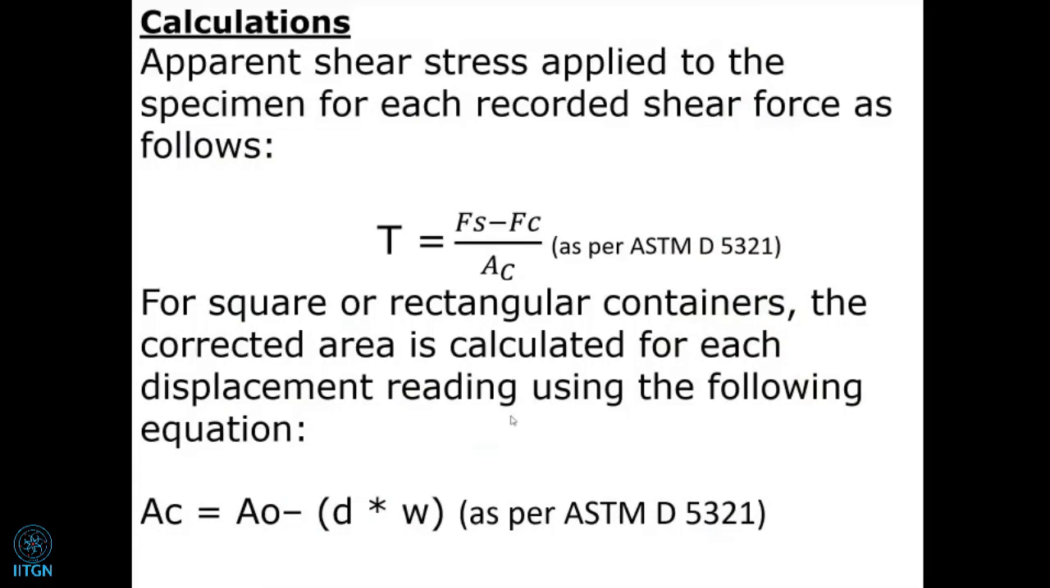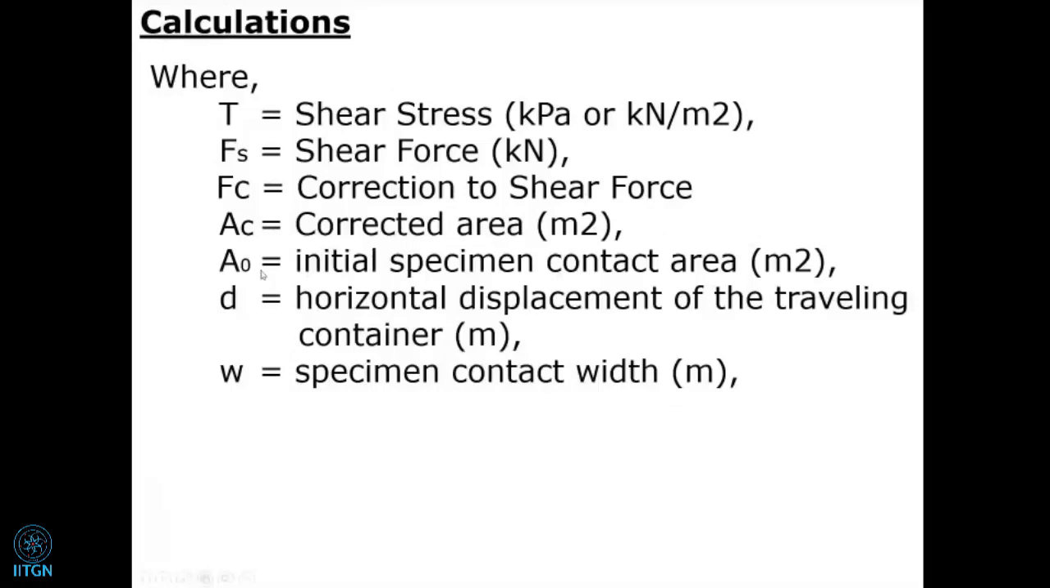Apparent shear stress is calculated by this formula: Fs minus Fc upon Ac. And Ac is the corrected area. It can be calculated by Ao minus D into W. What is D and W? You just check it. Ao is the initial specimen contact area, and then we have to apply the correction, based on how much horizontal displacement of the traveling container there is. It is measured in terms of D, and W is the specimen contact width.